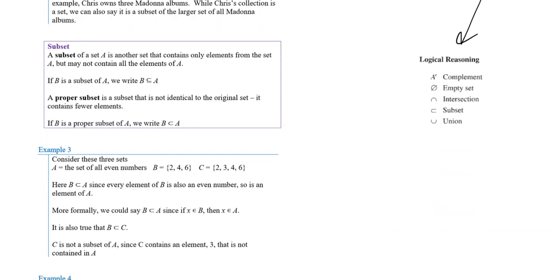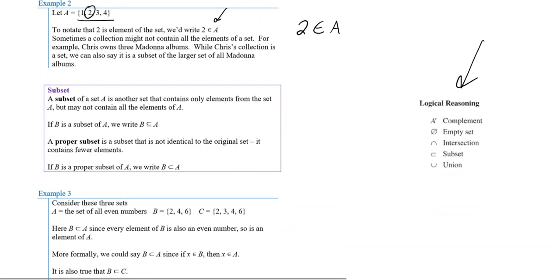All right, subsets. This is probably a little more complicated than it needs to be because I've distinguished between a subset and a proper subset. In Math 30-2, we pretty much just think about subsets. So it's going to be a little easier than what I explain here in a second.